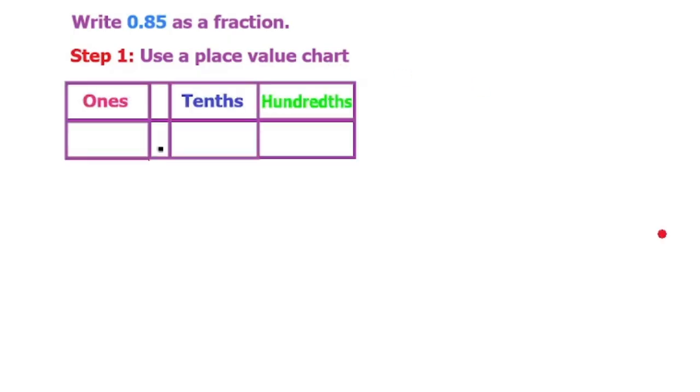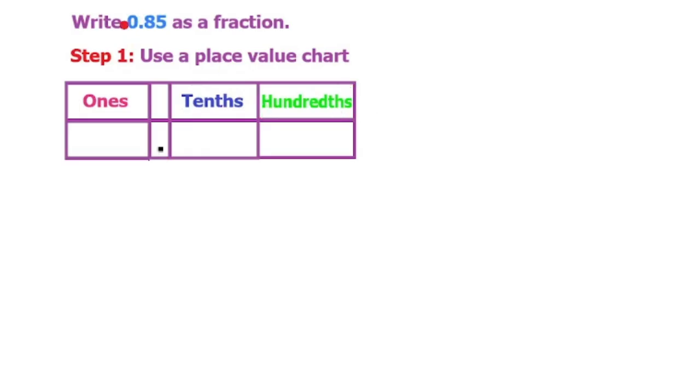In this video, we're going to write a decimal as a fraction. So if we have a problem like this that says write 0.85 as a fraction, the first step is to use a place value chart. And here is one. So this is the ones, and after the decimal, we have the tenths and the hundredths.